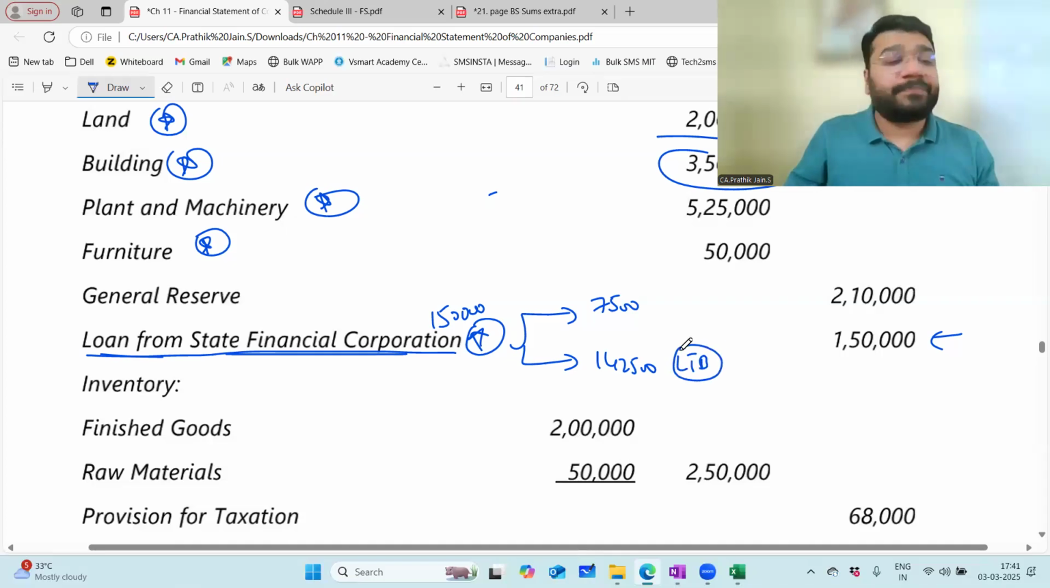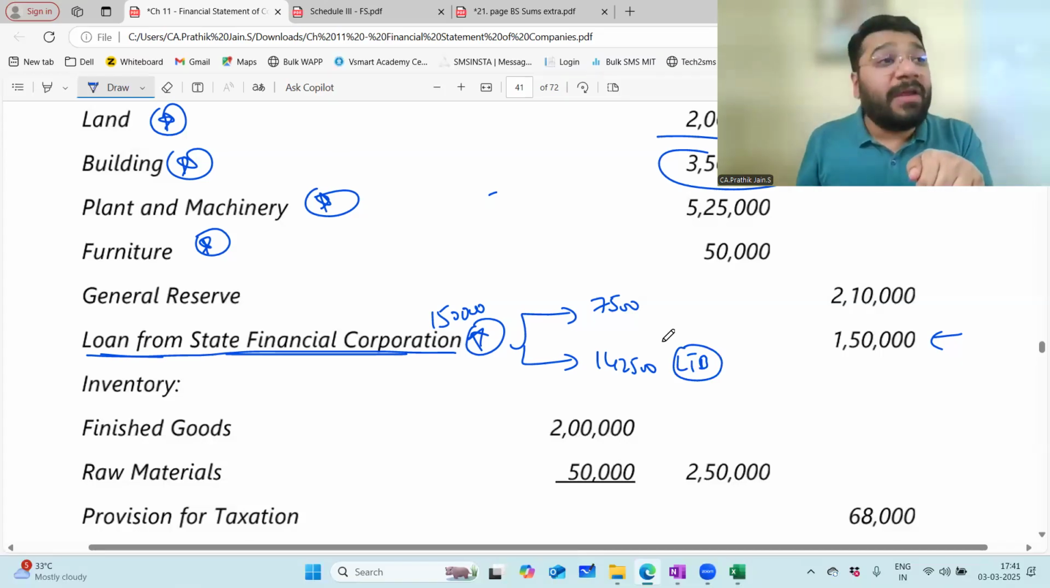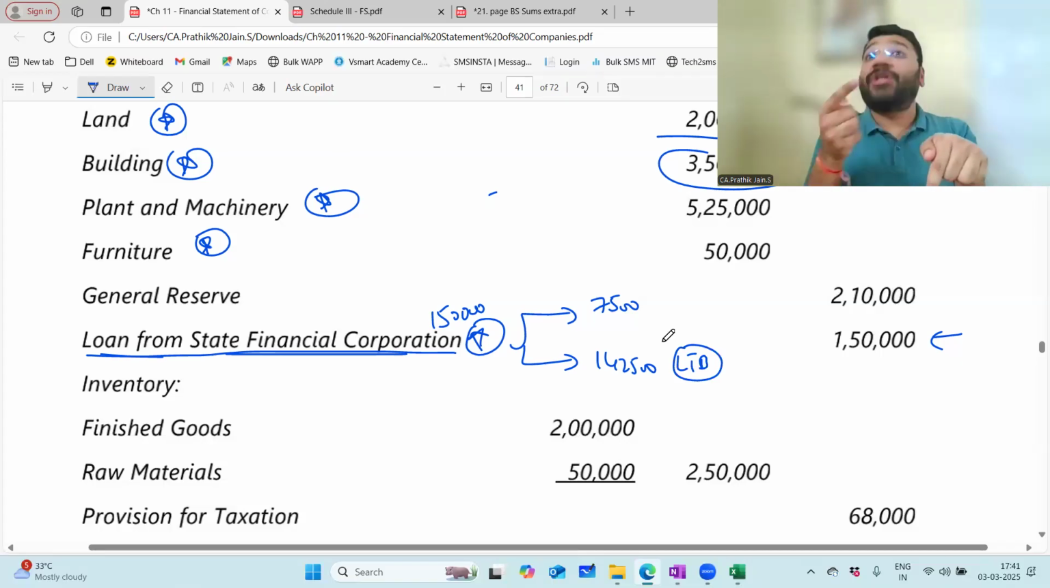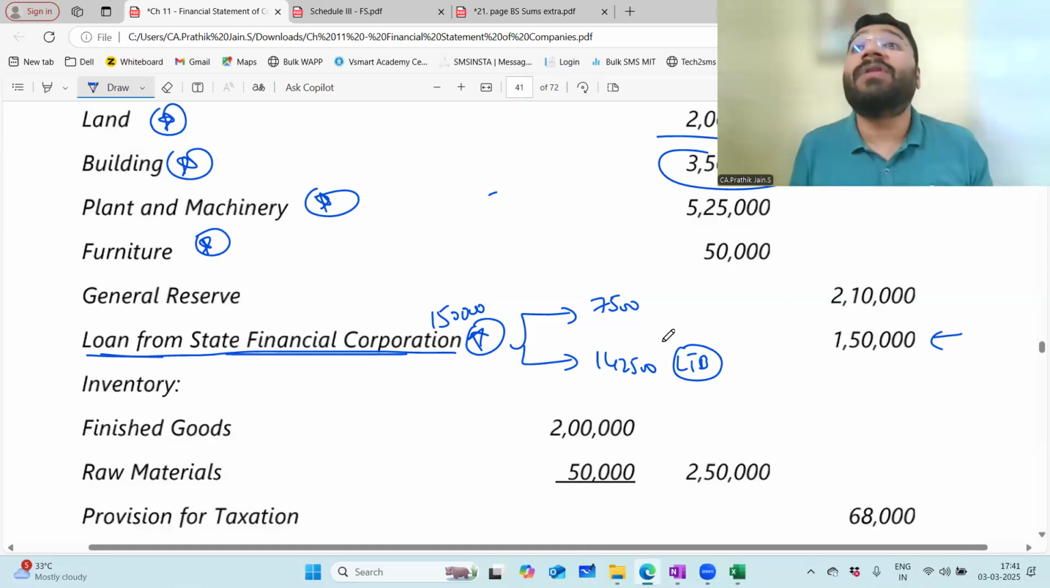Any problem? 7,500 is interest due. Sorry, interest accrued, but not due. When will it be due for payment? If the question is silent, I assume it is due for payment within 12 months of the balance sheet date.